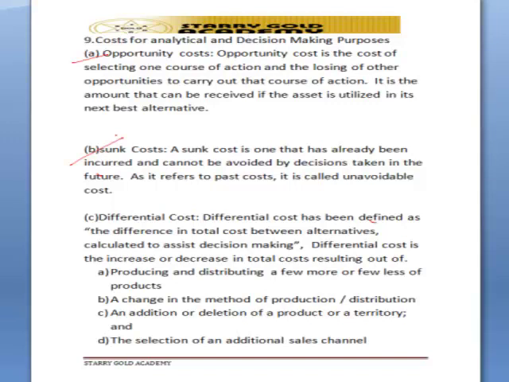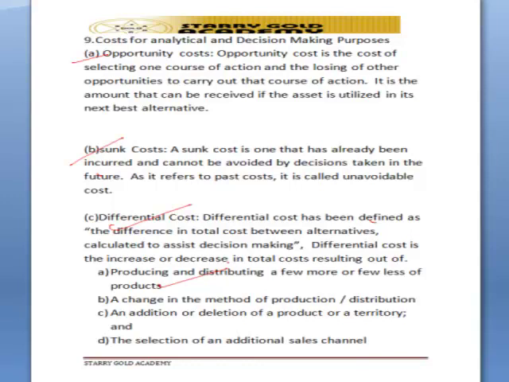So we also have what we call the differential cost, which has been defined as a difference in total cost between alternatives calculated to assist decision making. Differential cost is the increase or decrease in the total cost resulting from the following. For one, producing and distributing a few more or few less of a product. What is the effect of that decision? That is what we are talking about when we are looking at differential costs.